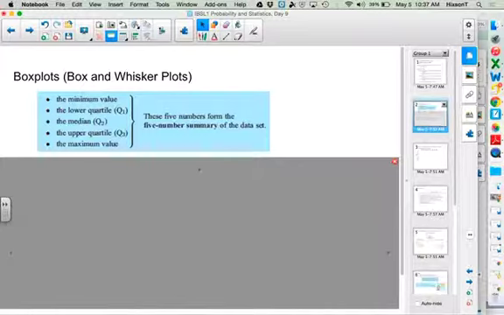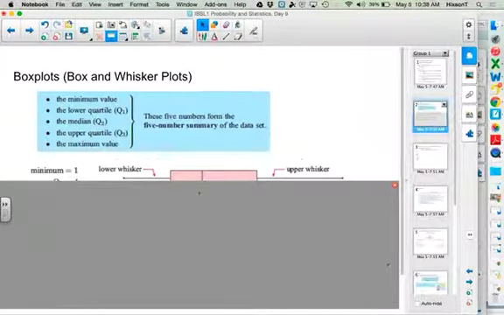The IQR we'll talk about later. We will use that in some cases. We'll use it in all of them, but in some cases that'll affect our actual box plot. We'll see that later.